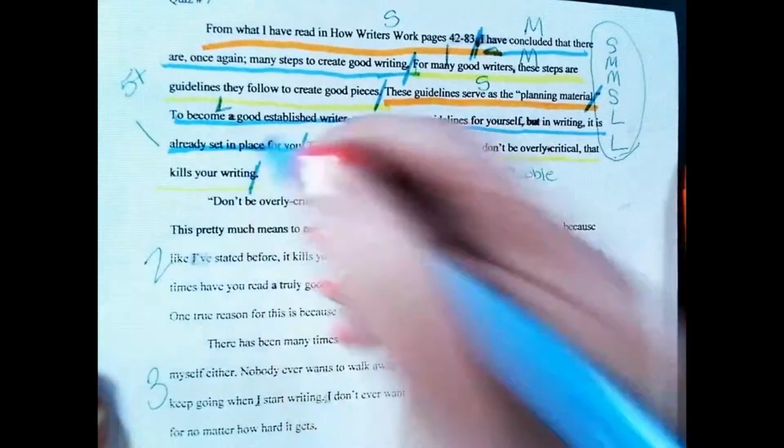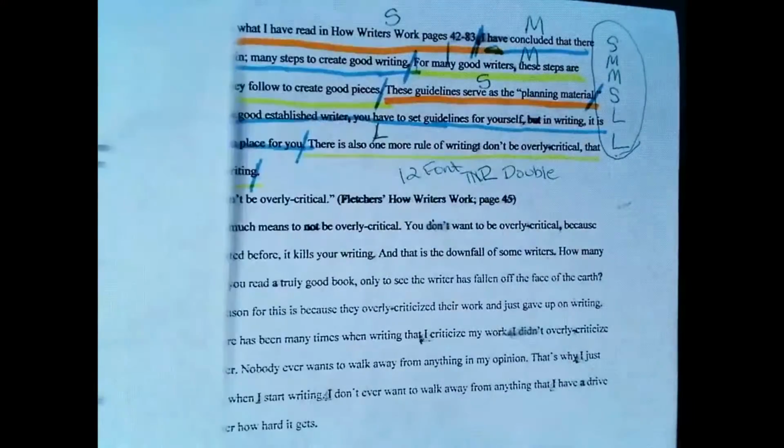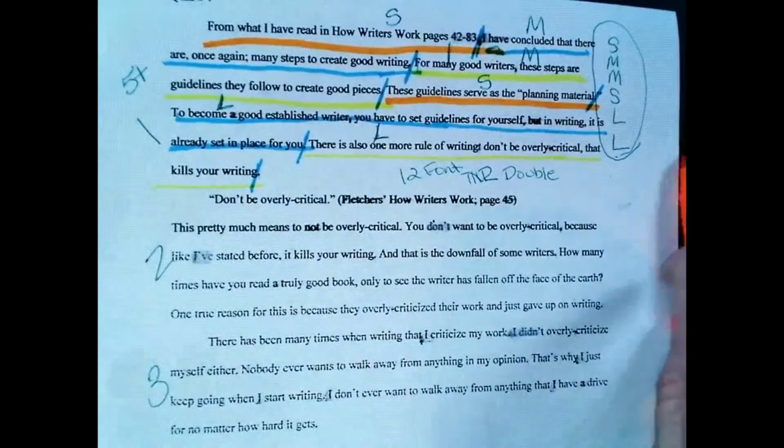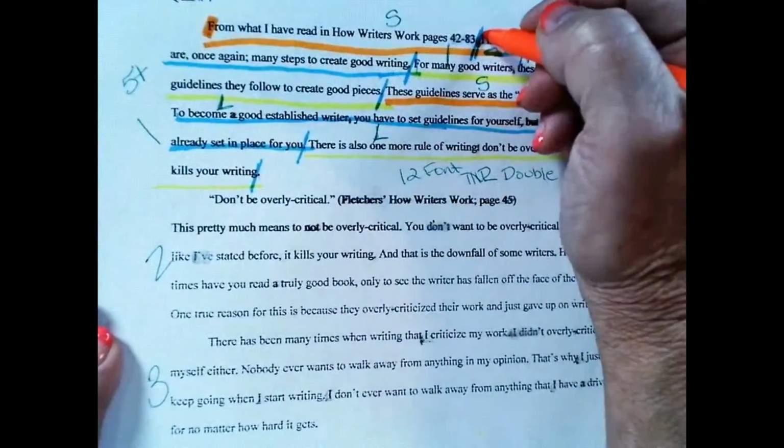Okay, so there's our end marks. Easy and simple. Okay. We've got that one done. We're going to do our capital letters next, so we can check that one off. Now this one has beginnings of sentences. So look at the beginning of each sentence. Just highlight that capital letter. Okay.